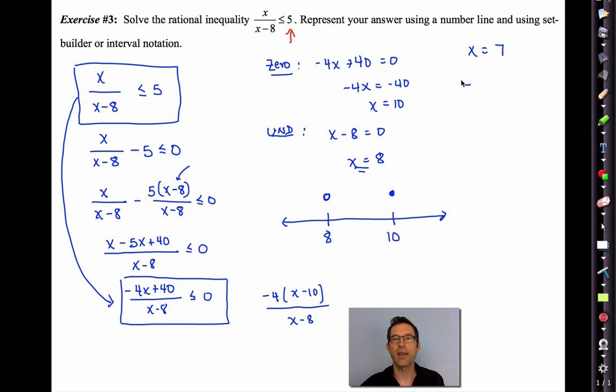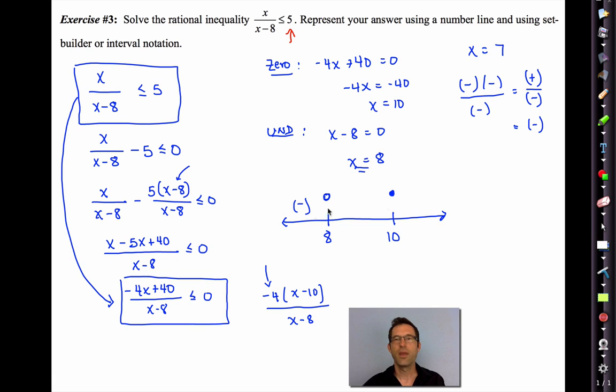If I did that, I can't forget the negative 4. That's that negative right there. But then if I put the 7 in parentheses, I'd also get a negative. And then if I put it in the denominator, I'd also get a negative. So that would be a positive divided by a negative, and that would be a negative.